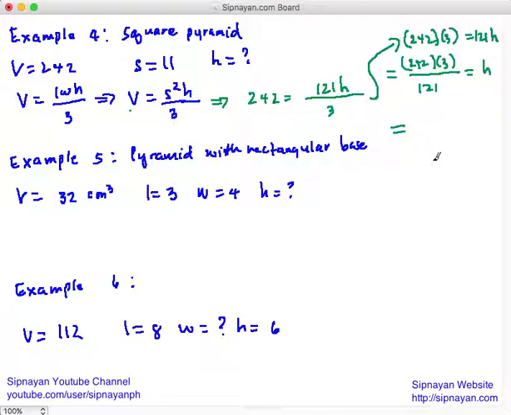So we have, what is 242 divided by 121? I think that's 2, no? I think it's obvious. So this becomes 2, this becomes 1. So matitira is 2 times 3 divided by 1 or 6, no? So meaning h equals 6. So sagot natin dito is 6.